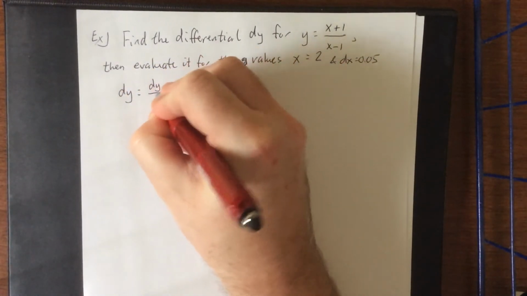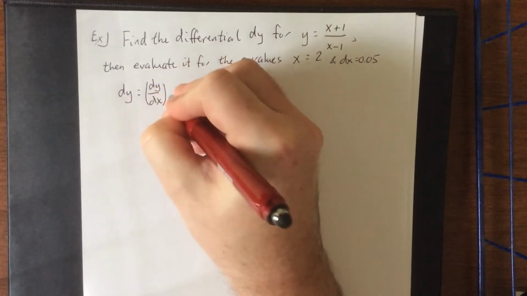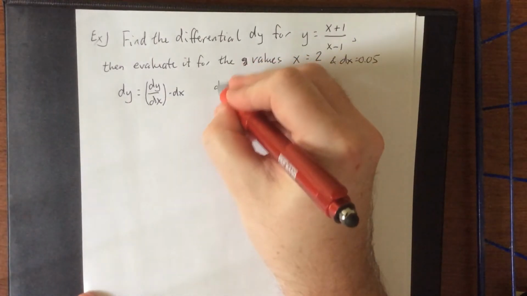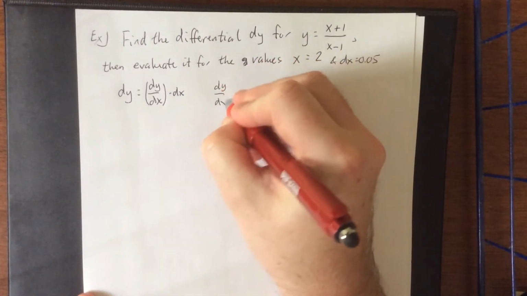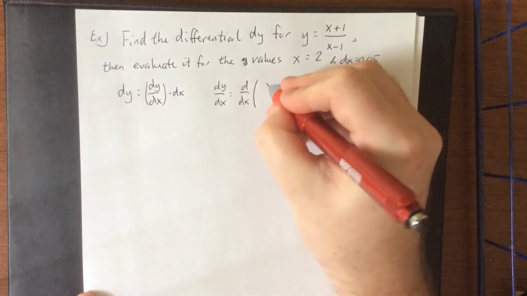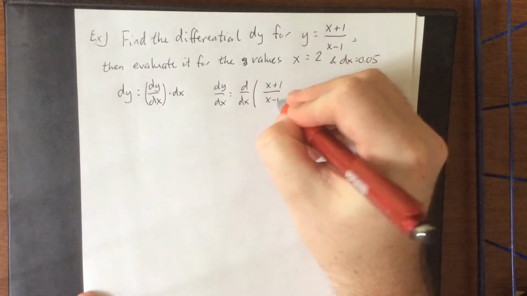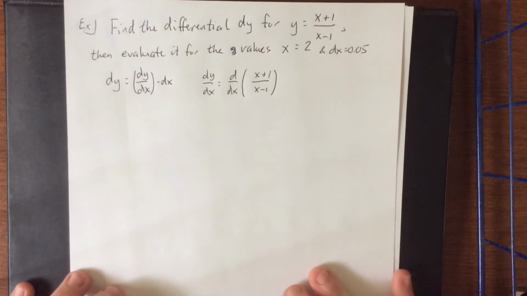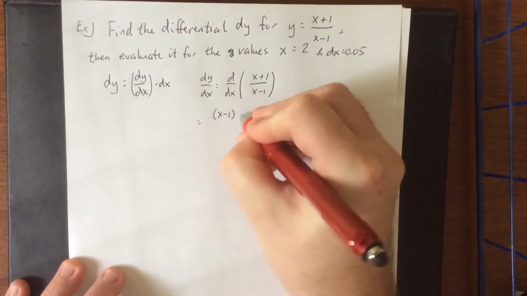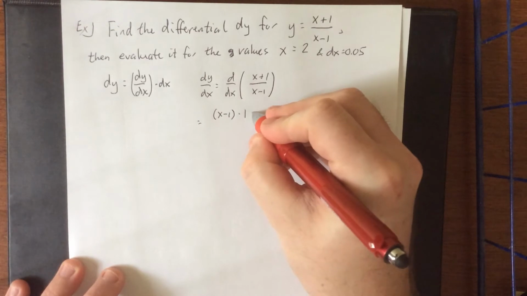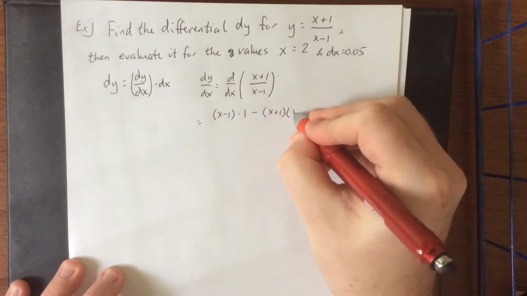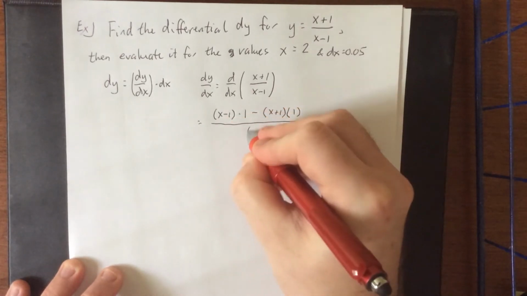in Leibniz notation, dy over dx, the derivative, times the differential dx. Now that's going to involve us taking a derivative. So dy over dx for the given function will be the derivative with respect to x of (x plus 1) over (x minus 1). Given that this is a quotient, we'll be applying the quotient rule. This will be low, d high, derivative at the top will be 1, less high, d low, derivative of the bottom will be 1, over the square of what's below.